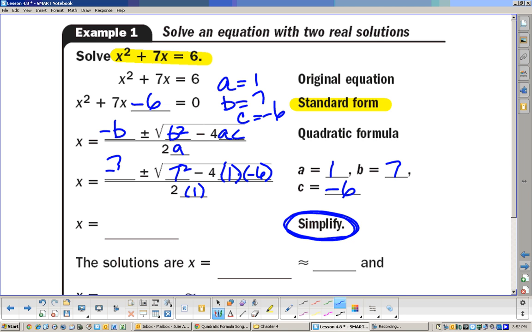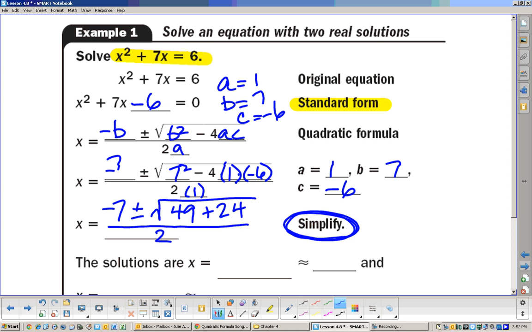If I was simplifying this, I'd first of all write that negative 7 out there, because we know that, plus or minus. Then the next thing I would do is get the two numbers under the roof. The first number, 7 squared, is 49. The second number is negative 4 times a negative 6, which is plus 24. And all of that is over 2.